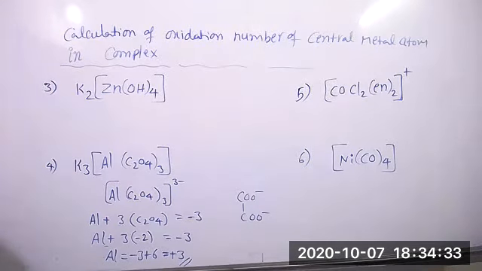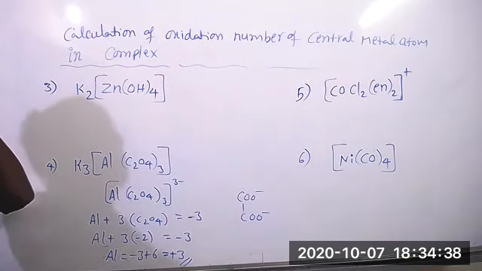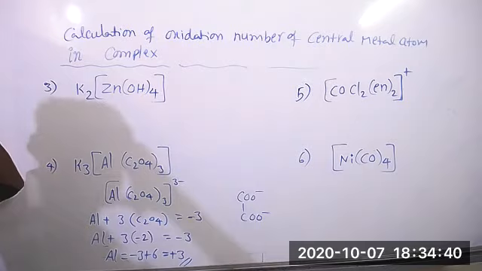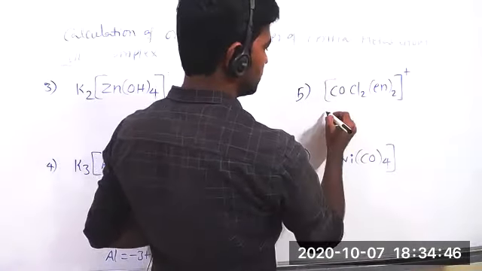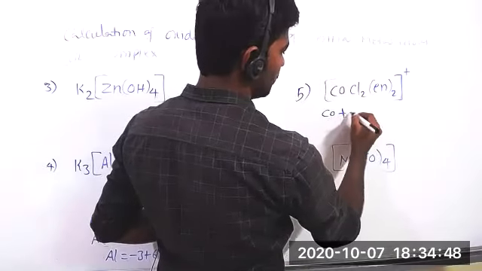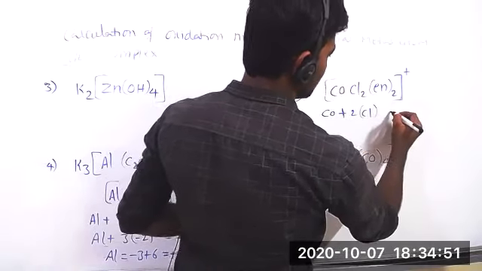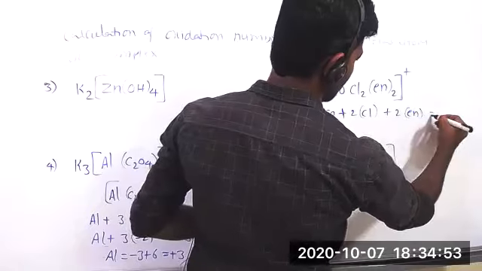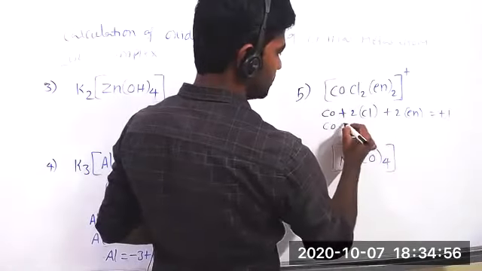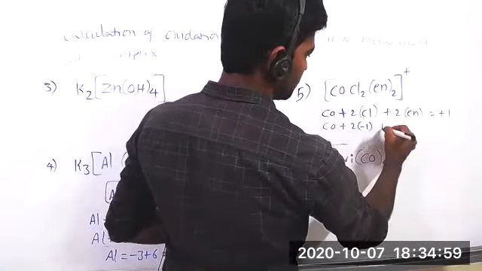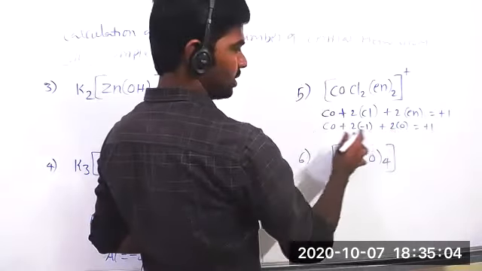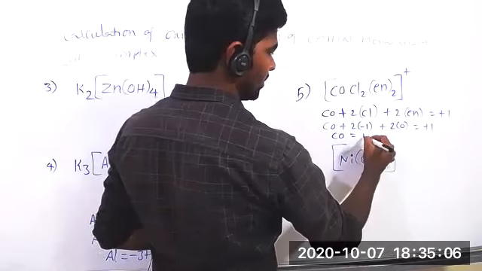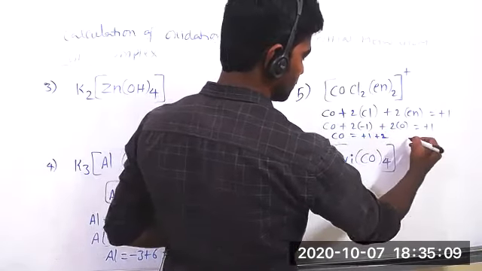Sir, in the fifth, what should it be? Fifth one, what is the answer? +3. +3 is correct. See, here directly the complex is carrying a charge, you know. So Co plus 2 chlorine atoms and 2 ethylene diamines equal to +1. Co plus 2 into -1 plus 2 into 0 equal to +1. So here 0 contribution. Cobalt equal to +1 +2. It gives +3.